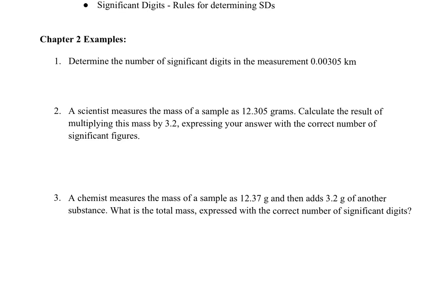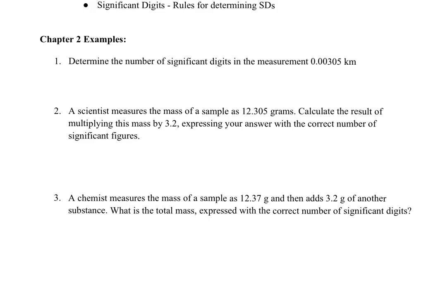Just as a reminder, you can do all of your rules like zeros before the decimal, zeros after the decimal, in between 2 significant digits, all that good stuff. Or really, you could just write it in scientific notation. When you write it in scientific notation, the number of digits that you have left is your significant digits.